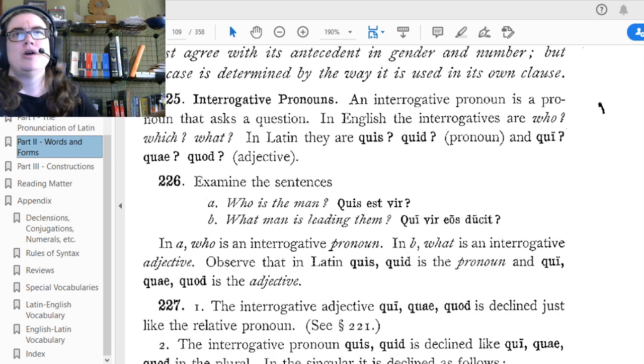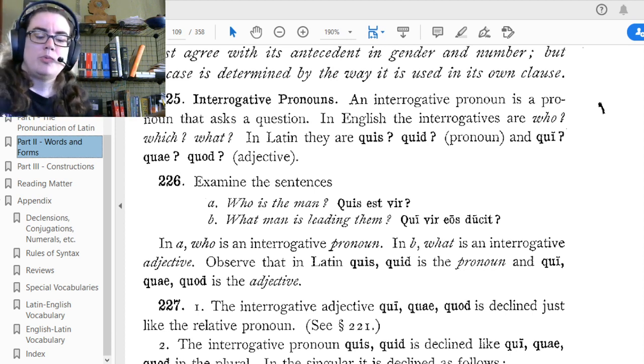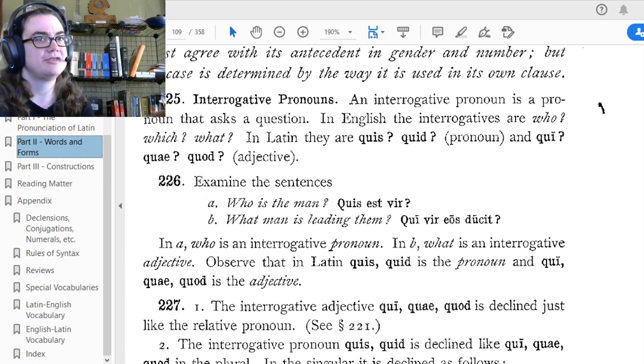Now, we're going to follow this up with the interrogative pronoun, which seems unfair, but the reason being, much like in English, they sound very similar to the relative pronoun. Who, what, whose.